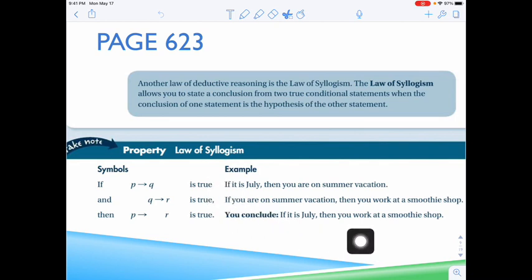If it is July, then you work at the smoothie shop, because the middle pieces match. So the conclusion of the first statement matches the hypothesis of the second statement. So we just move from the very beginning to the very end without repeating that you're on summer vacation twice.